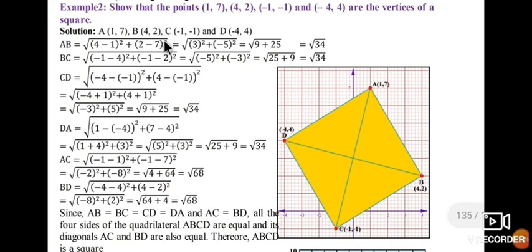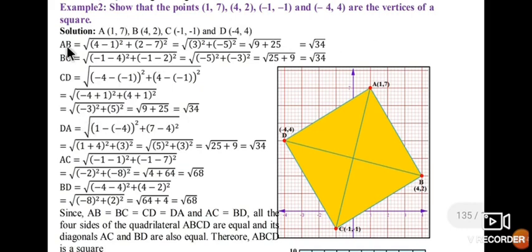Now we can find the distance of CD. Taking CD, the first point is x1, y1 and this is x2, y2. That is x2 minus x1, that is minus 4 minus of minus 1 whole square plus y2 minus y1, 4 minus of minus 1 whole square. That is minus 4 plus 1, that is minus 3 whole square, plus 4 plus 1, that is 5 whole square. That is equal to 9 plus 25, which is 34.